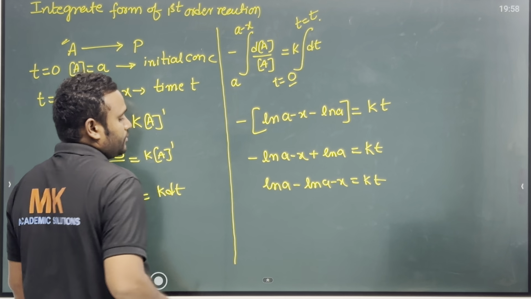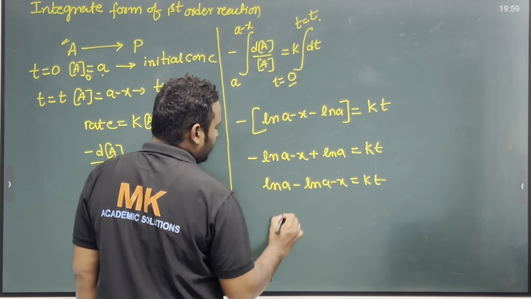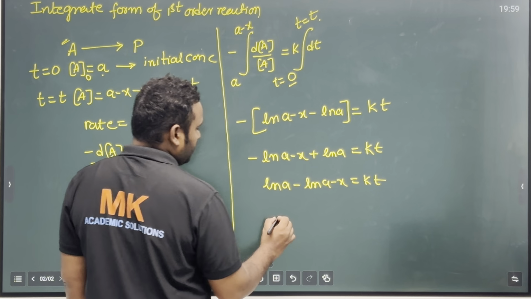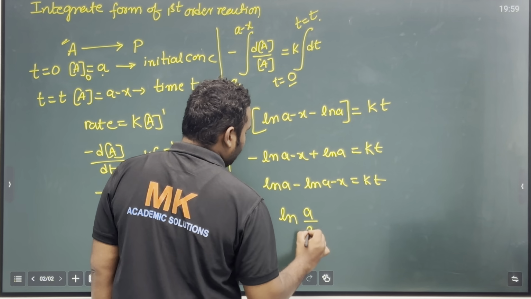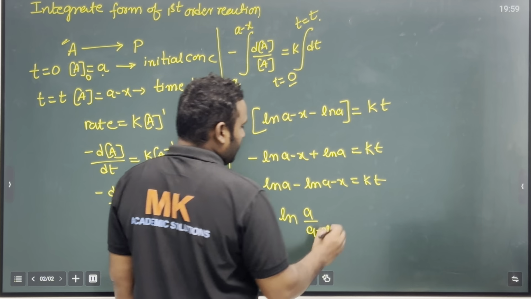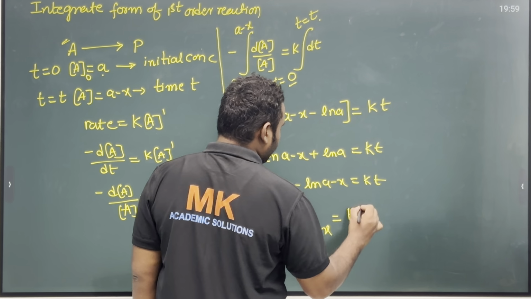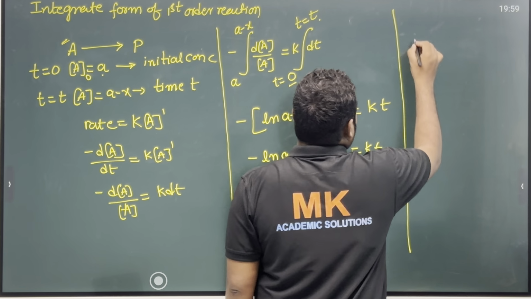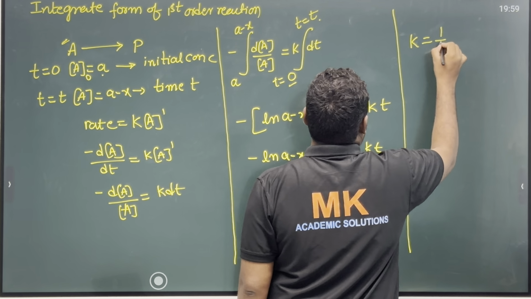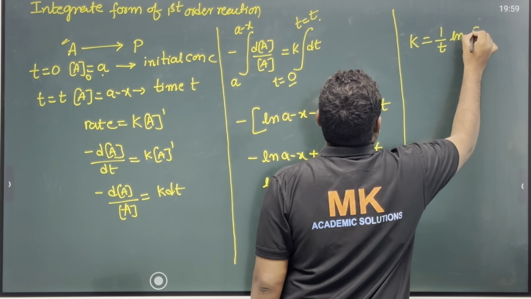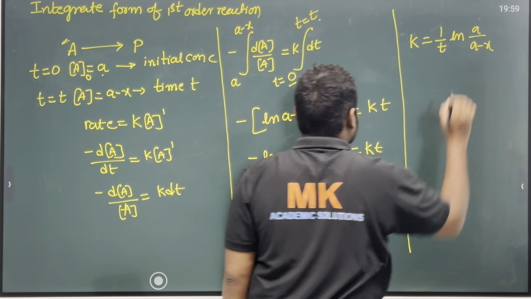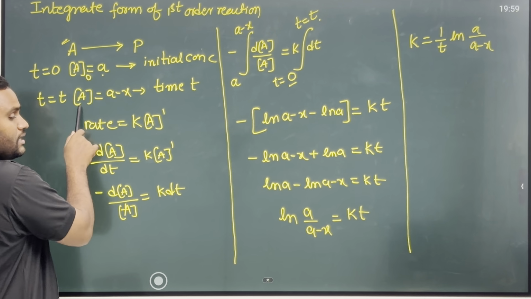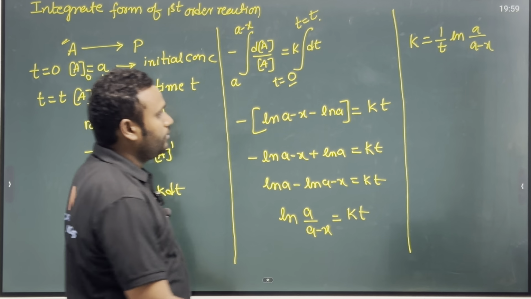So here, using the ln A minus ln B formula, it becomes ln of A by (A minus x) is equal to Kt. Therefore, K is equal to 1 by t ln A by (A minus x). So here, what is A? Initial concentration, A naught. A minus x is the concentration at time t. So now you replace them.